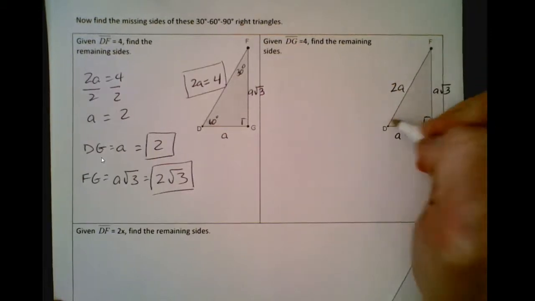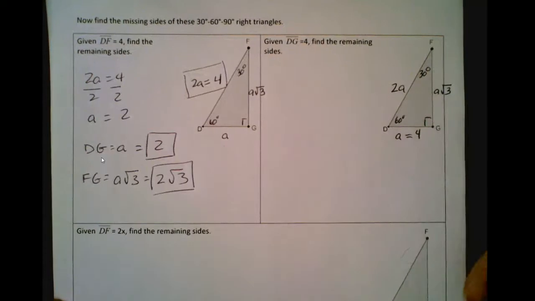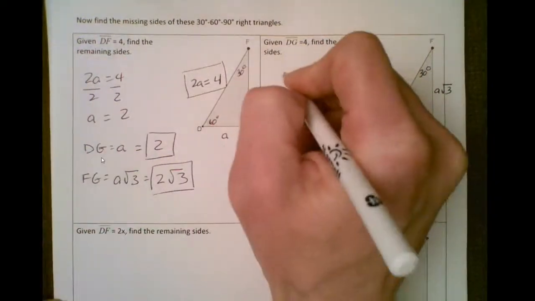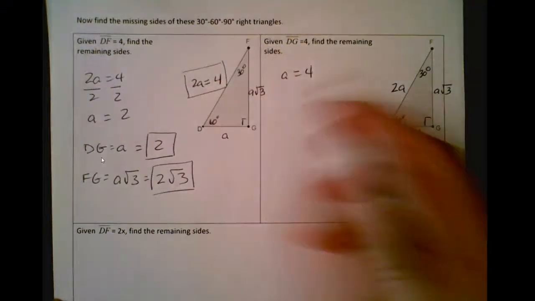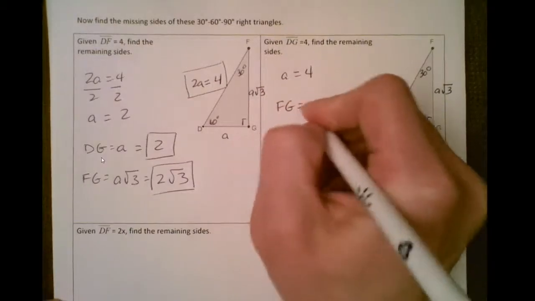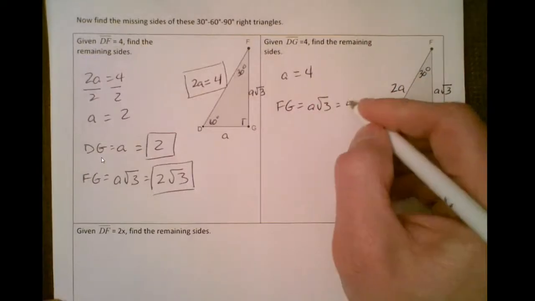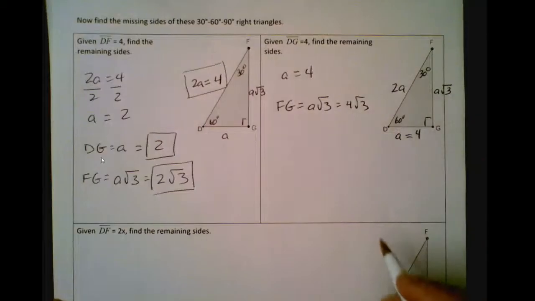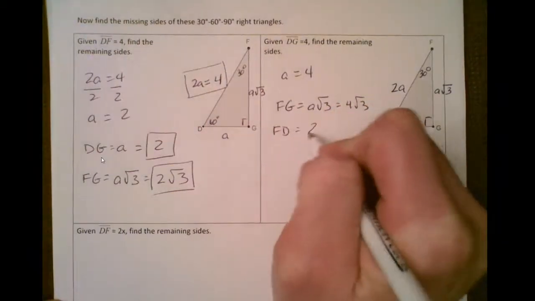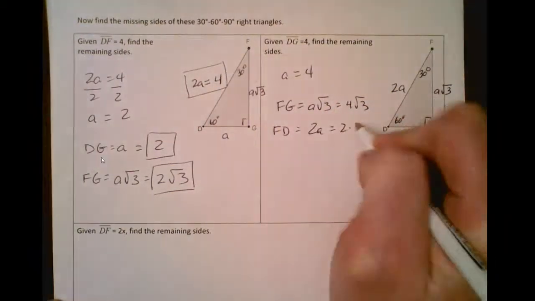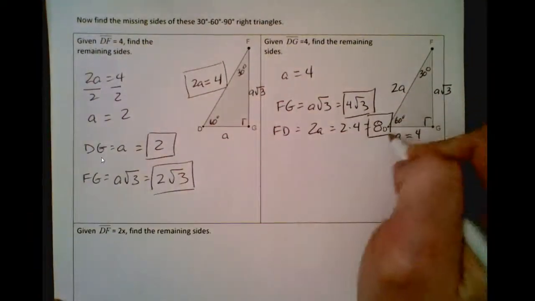Again, here's my right angle, here's my 60, here's my 30. Those will normally be labeled for you. Once I have this very simple equation, I know that A is 4. I can find FG. FG is labeled A root 3, and then I just have to substitute 4 in for that, so that's 4 root 3. And I know that FD is 2A, so substitute in 4 there, 2 times 4, which is 8. So longer leg 4 root 3, hypotenuse 8.